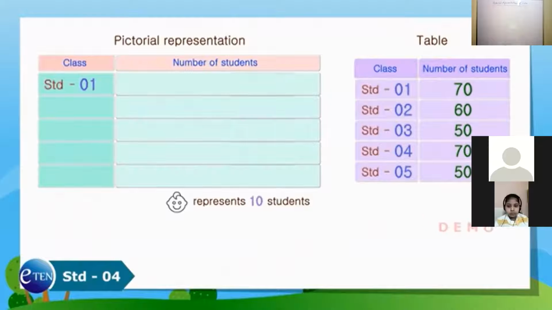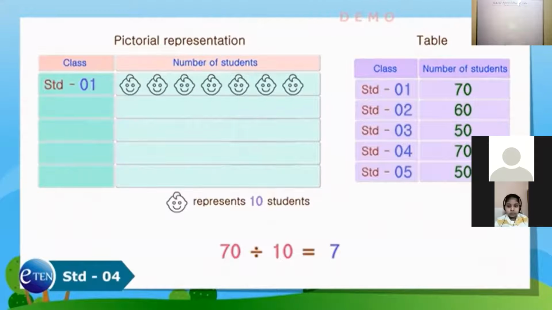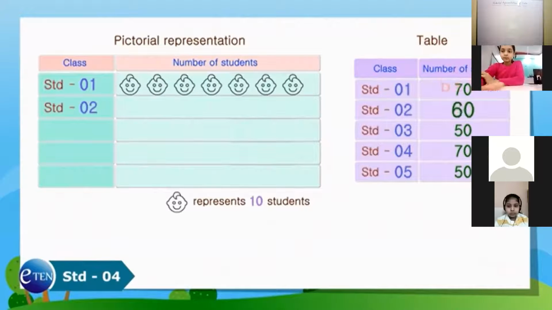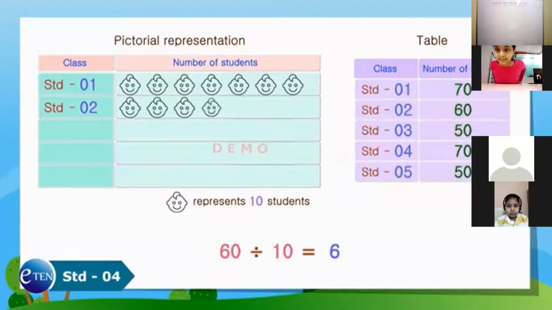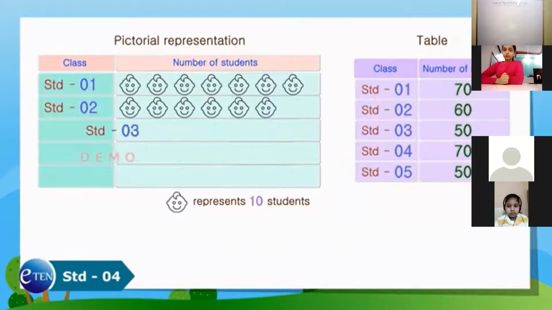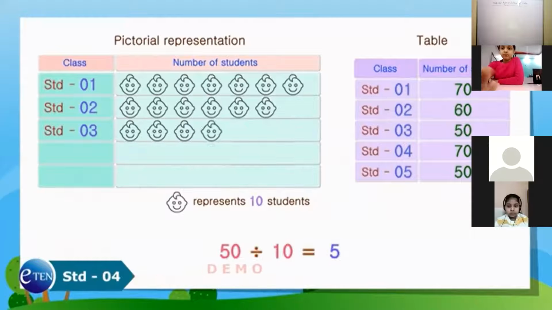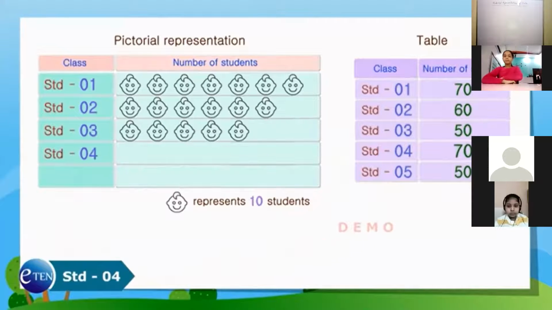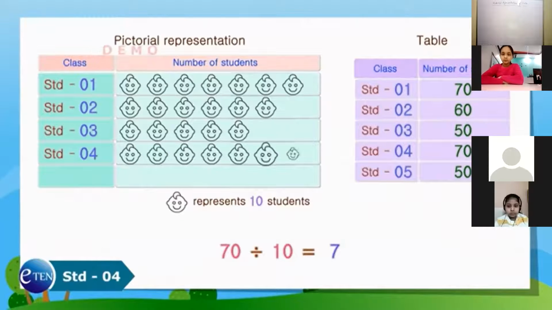So in standard 1, we have 70 students. So we will show 70 divided by 10, that is 7 pictures. In standard 2, we have 60 students. So 60 divided by 10, that is 6 pictures. In standard 3, 50 divided by 10, that is 5. In standard 4, again 70 divided by 10, that is 7. And in standard 5, 50 divided by 10, that is 5.